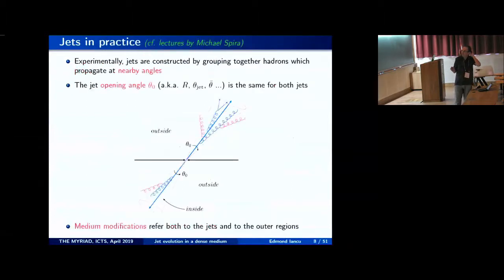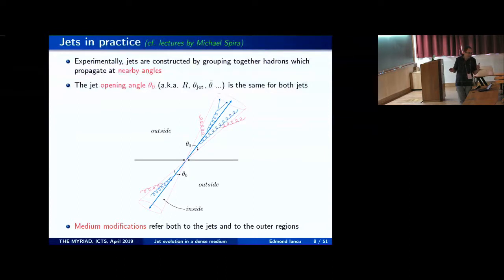And just to make the vocabulary a bit more precise, this is a pair of jets. So this is a hard process of, say, quark scattering leading to a pair of quark and anti-quark which go in the opposite directions, or two quarks go in opposite directions, which evolves through radiation. The jets are experimentally built by grouping together particles which propagate within a cone of a given angle, θ0. It's called the opening angle of the jet.